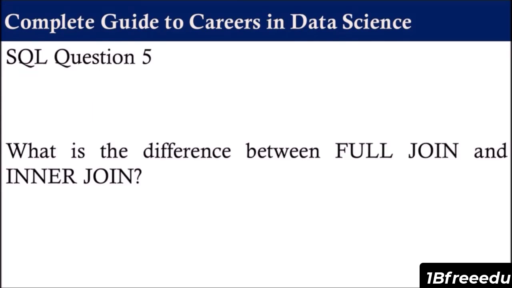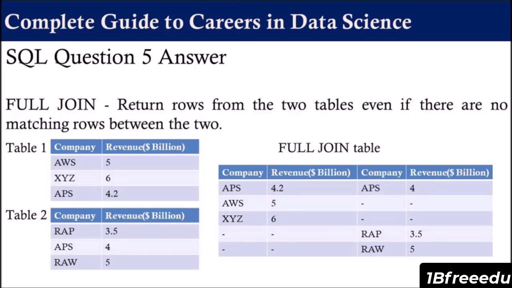The fifth question in SQL is, what is the difference between full join and inner join? Let's have a look at the answer. The difference between full join and inner join is that they choose the rows from tables in different ways. Full join returns rows from the two tables even if there are no matching rows between the two. For example, if we want to do a full join for table 1 and table 2, then the full join table will look like this.